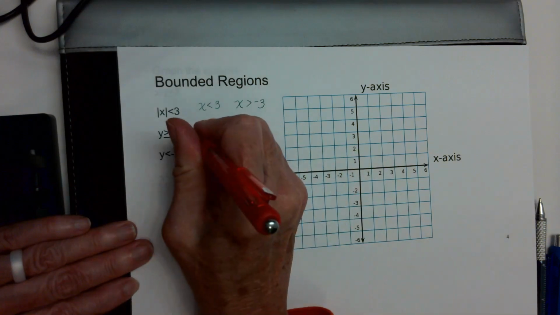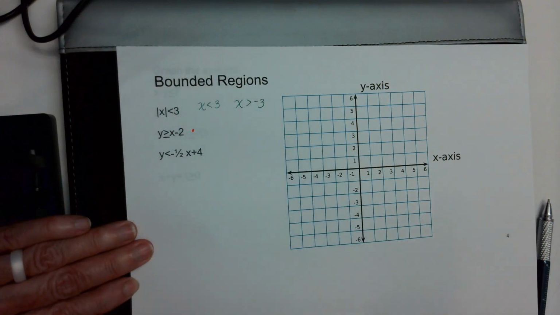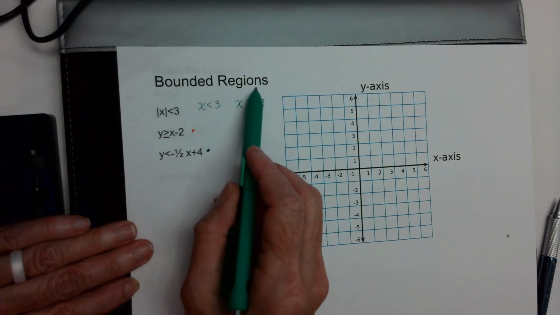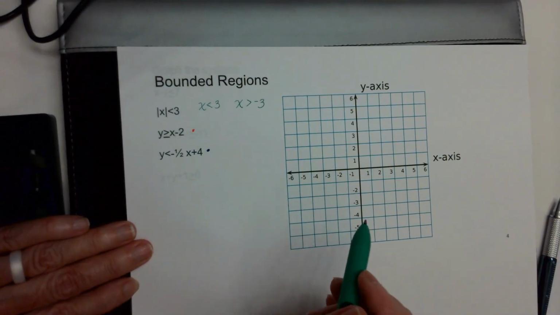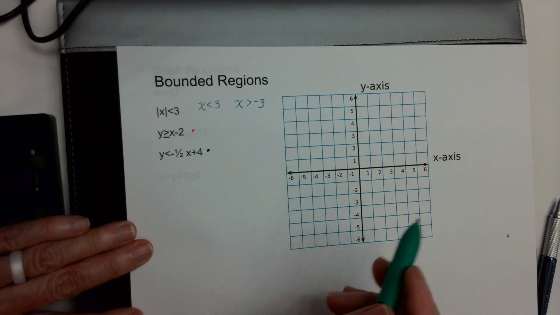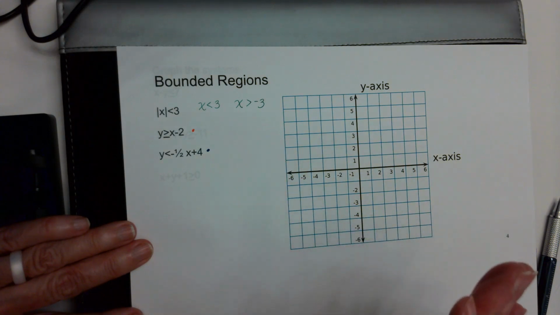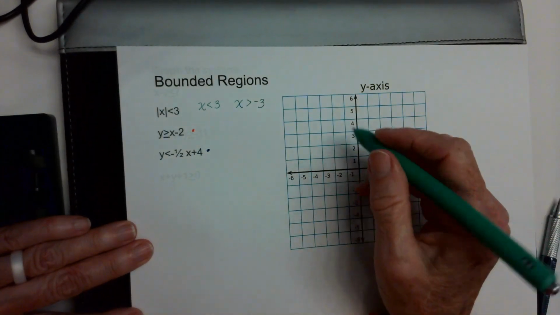We'll do this one in red. And we'll do this one in blue. Put these on here and see what they have in common. This is going to be a bounded region, which means I'm going to make an enclosed figure inside it. I'm not going to shade it until the end so that you can see it.